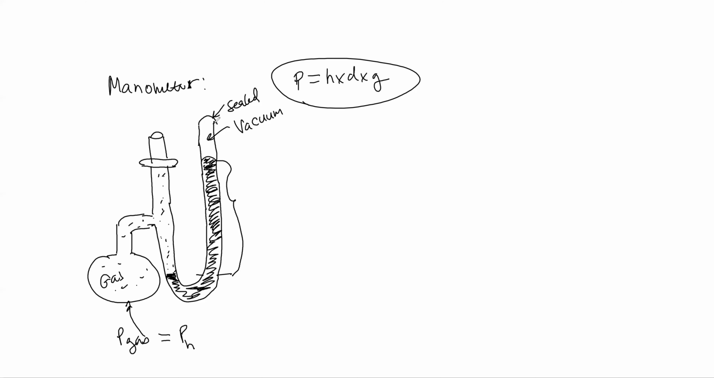So in other words, there's vacuum here, so there are no air molecules or any other gases bouncing off the surface of this side here. So the pressure of the gas is just purely what is holding the weight of this particular column of mercury. And so that would be the measurement.